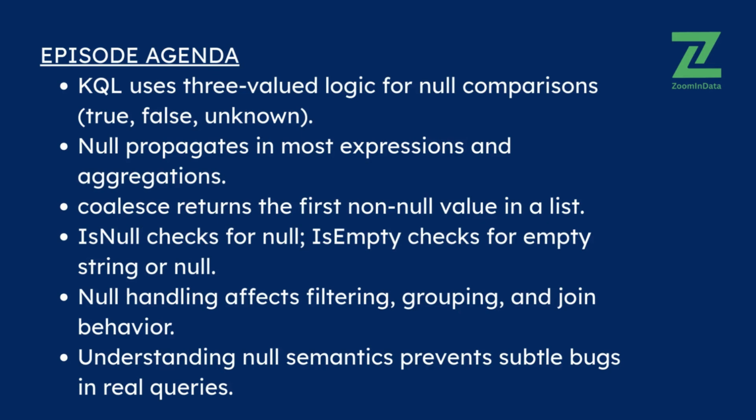KQL uses three-valued logic for null comparisons: true, false, or unknown. Null propagates in most expressions and aggregations. Coalesce returns the first non-null value in a list. Is null checks for null. Is empty checks for empty string or null. Null handling affects filtering, grouping, and join behavior. Understanding null semantics prevents subtle bugs in real queries. Let's dive into the details.